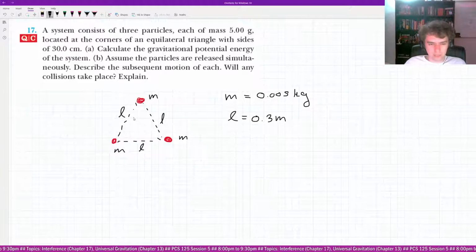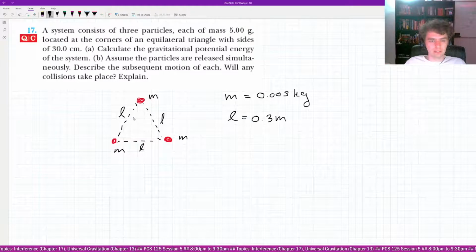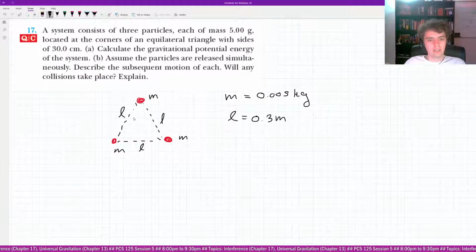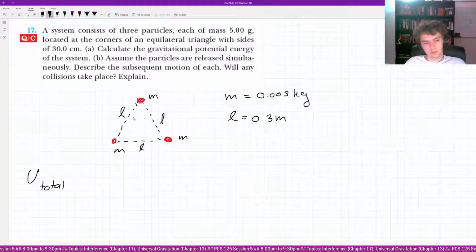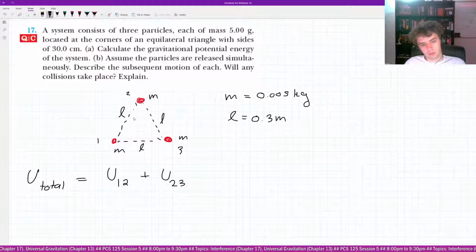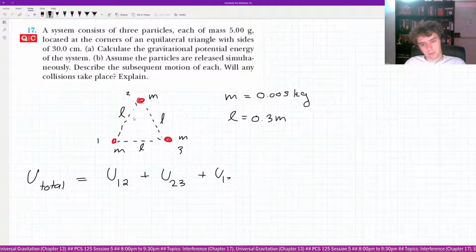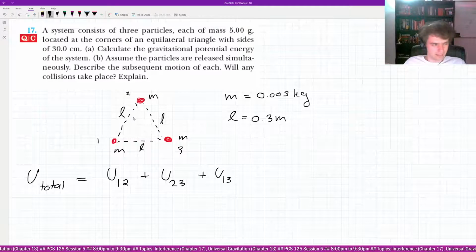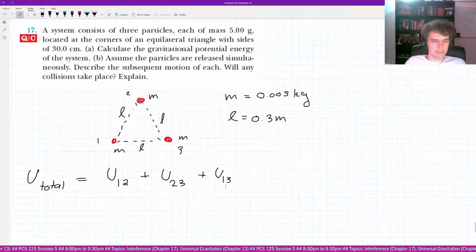I'm quite certain that just means we find the gravitational potential energy of each pair and then add all the pairs together. I think that's what we do. So U total is the gravitational potential, I'll call this one 1, 2, 3. So the gravitational potential between 1 and 2 plus the gravitational potential between 2 and 3 plus the gravitational potential between 1 and 3. I think. Does anybody else think I'm doing the right thing?